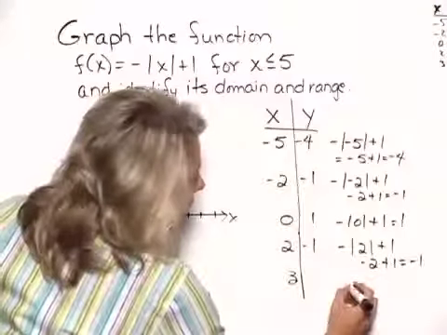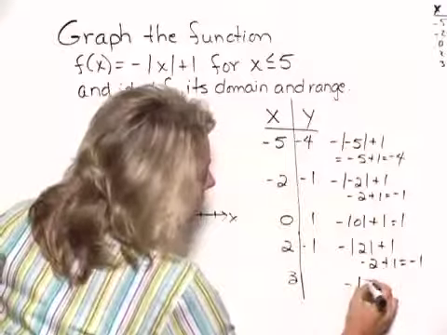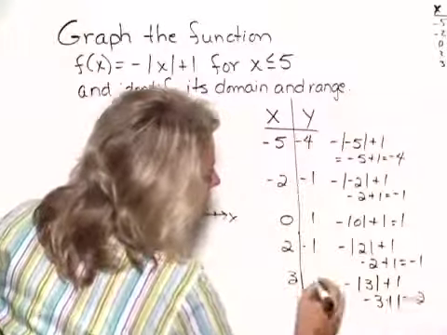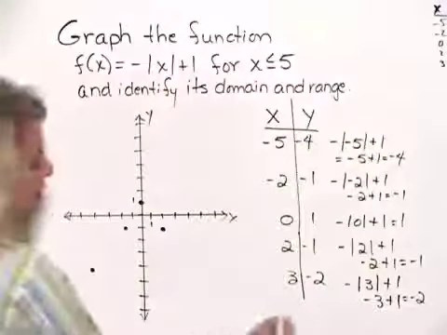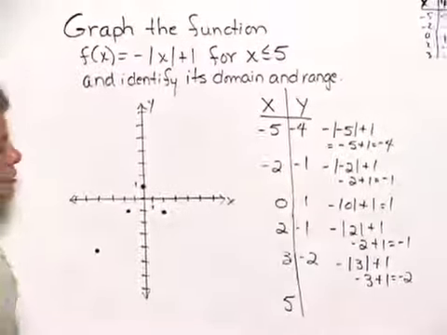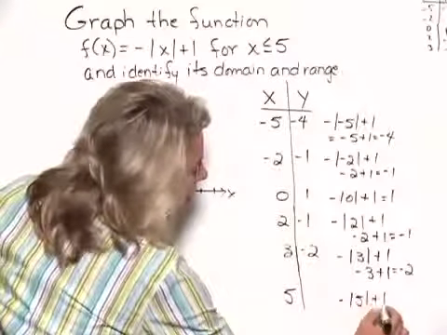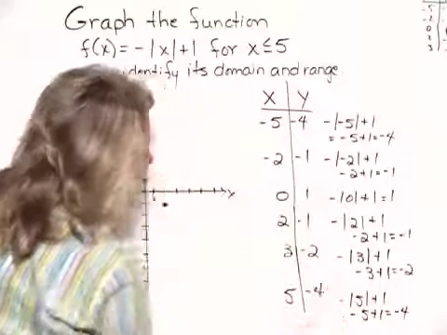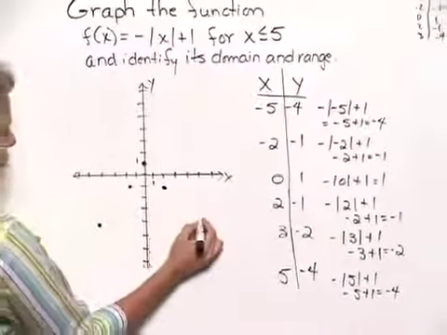So we've got the opposite of the absolute value of 3 plus 1, or -3 plus 1, which is -2. And we're going to put in one other point. X has to be less than or equal to 5. So let's find out what happens when we put in a 5 for our x. We have the opposite of the absolute value of 5 plus 1, or -5 plus 1, which is -4. So 1, 2, 3, 4, 5. 1, 2, 3, 4.